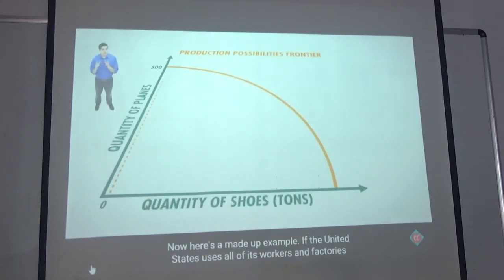If the United States uses all of its workers and factories to produce airplanes, it can produce 500 per day, but it can't produce any shoes.